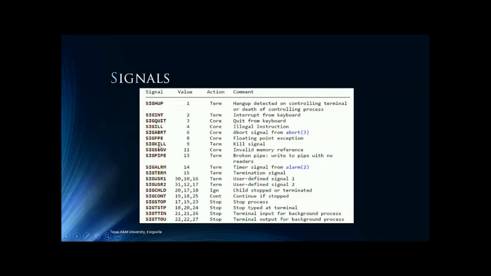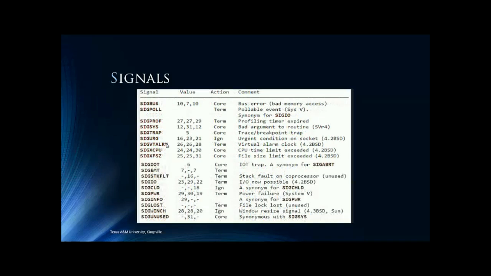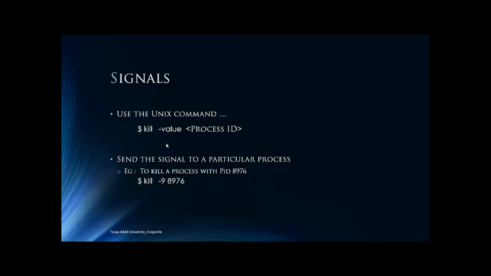-9, the value of -9 is SIGKILL. So you are actually asking the kernel to kill this particular process ID. When you give it, the process gets killed. You can check with the command ps.